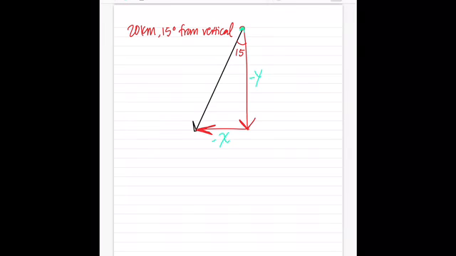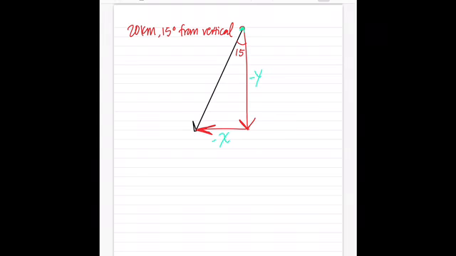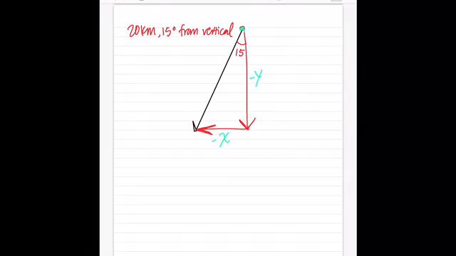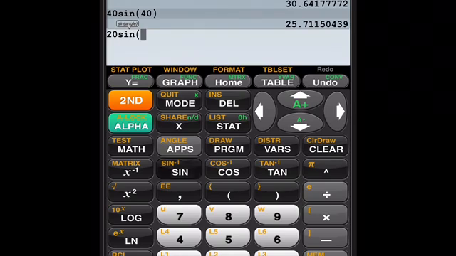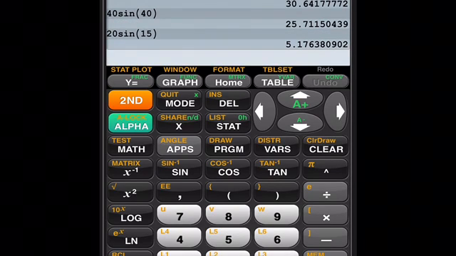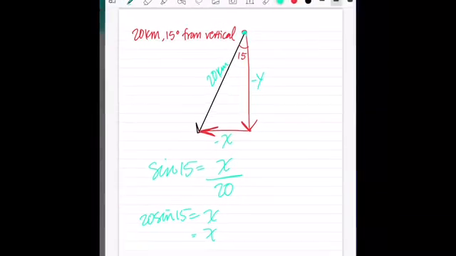Let's do X first. If I look at X, here's X, here's my angle, they are opposite of each other. So since that's opposite over hypotenuse, this is 20 here, 20 kilometers. Since they're opposite of each other, it's going to be sine of 15 is equal to X over 20. So it's going to be 20 sine of 15 is equal to X. X is equal to 20 sine of 15, which is 5.1 and so on. We're going to round to the nearest whole number, so 5.